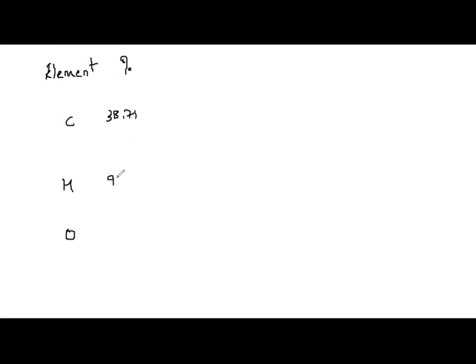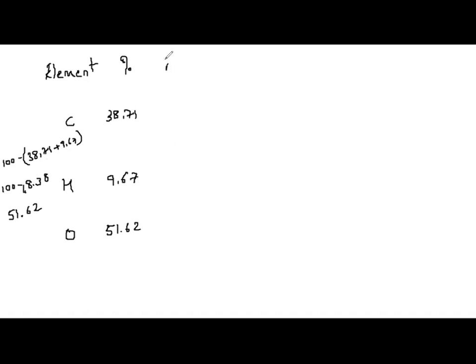Percentage of hydrogen is 9.67. Altogether, there are 3 elements. Therefore, oxygen will be 100 minus 38.71 plus 9.67. So, 38.71 plus 9.67 is 48.38. So 100 minus 48.38 comes out to 51.62. So percentage of oxygen is 51.62. Is that right? Because there are only these 3 elements present.